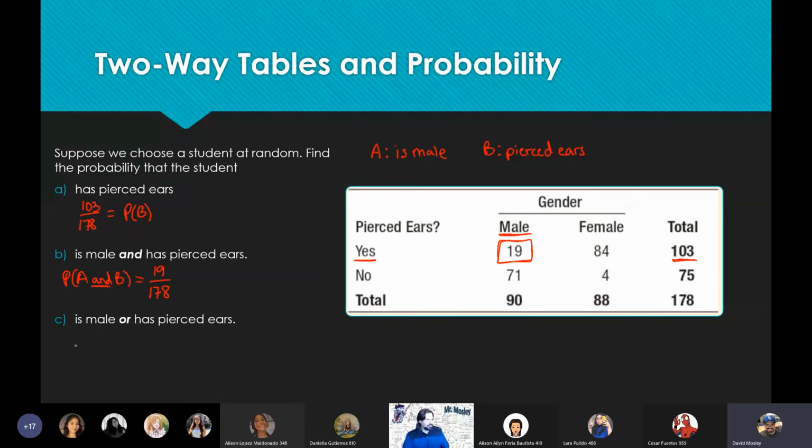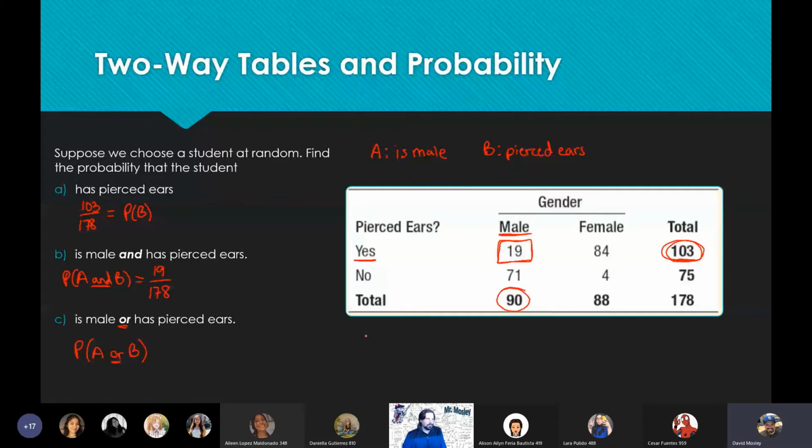Our last one here is male or has pierced ears, gives us more options. We have P of A or B. So this emphasizes the difference between and or. Or is more inclusive. We get more possibilities. So we can either be male or have pierced ears. So we have the total number of males, 90, and total number with pierced ears, 103.